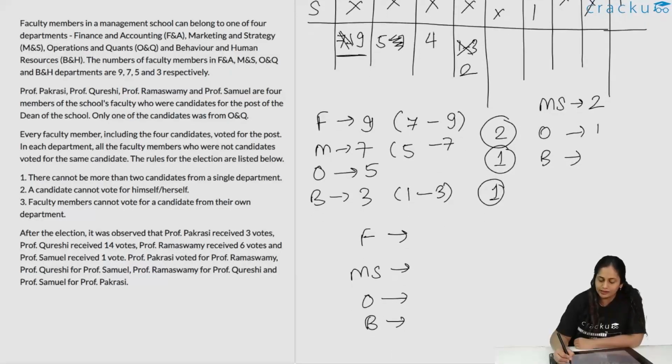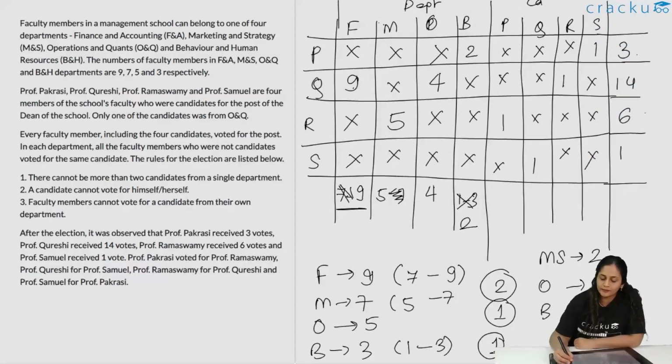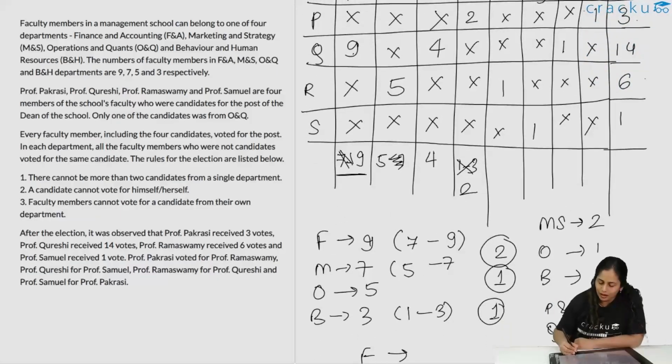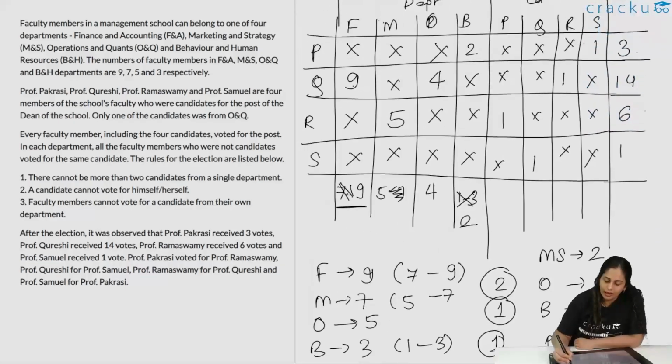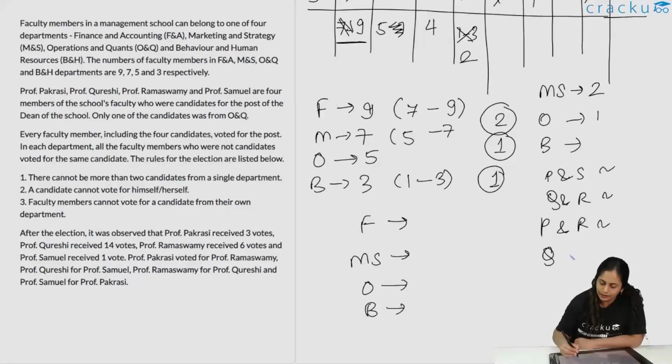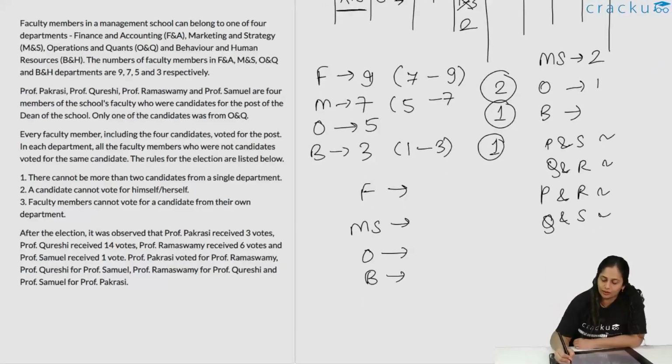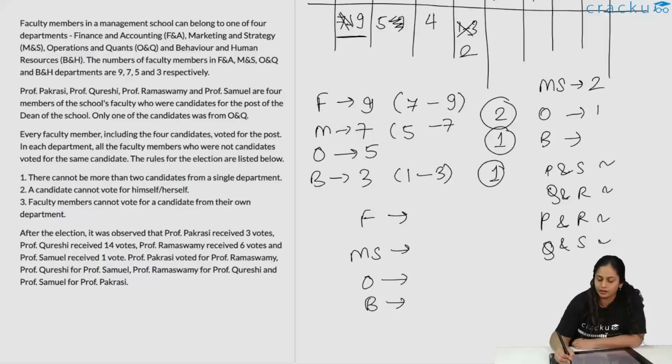So there are 2 candidates from M&S. Let's consider who these candidates can be. I know that Pakrasi received 1 particular vote from Samuel, so P and S are not in the same department. Q got a vote from Ramaswamy, so Q and R are not in the same department. R got a vote from P, so P and R are not from the same department. And S got a vote from Q, so Q and S are also not from the same department. So P and S are not together, P and R are not together, Q and R are not together, Q and S are not together.